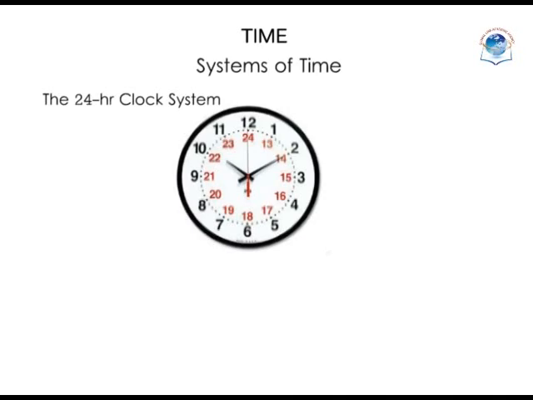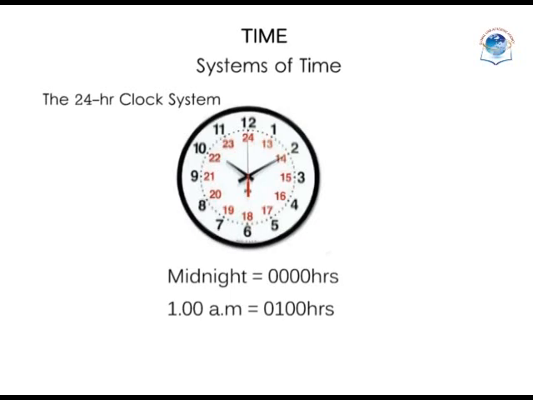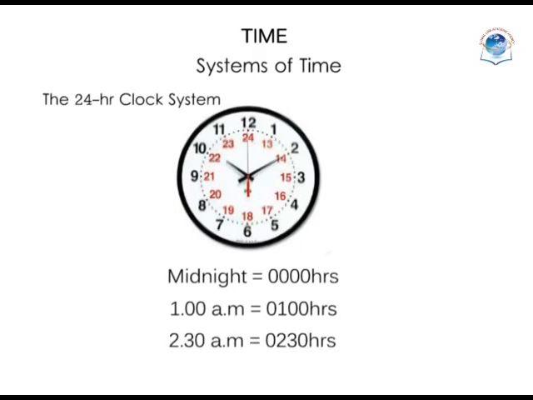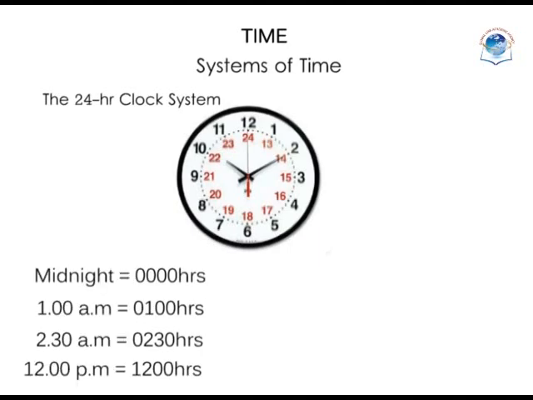This is a 24-hour clock. In this system, midnight is 0000 hours. This is when the day begins. 1 AM is 0100 hours. 2:30 AM is 0230 hours, and so on, until we get to midday, which is 1200 hours. After midday, we don't go back to 1 PM. No, instead, we go to 1300 hours.